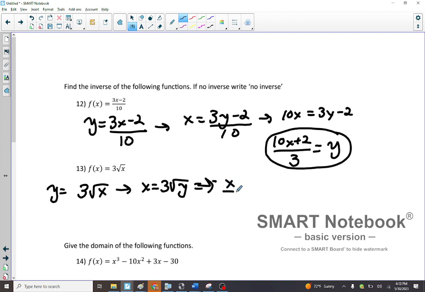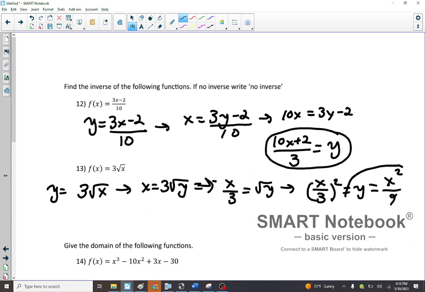Divide by 3. So x divided by 3 equals the square root of y. And then square both sides. X over 3 squared equals y. If it was a multiple choice question, it'll probably look like this: x squared over 9.